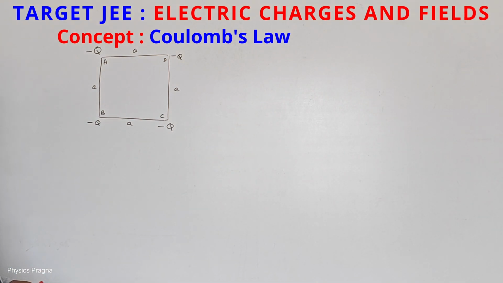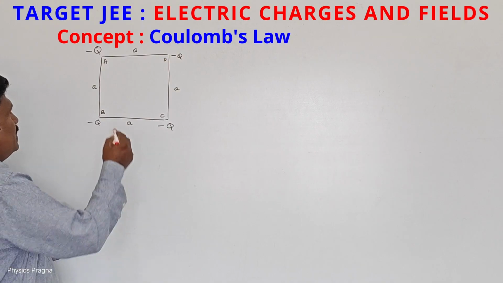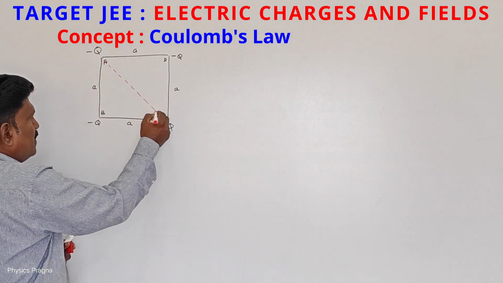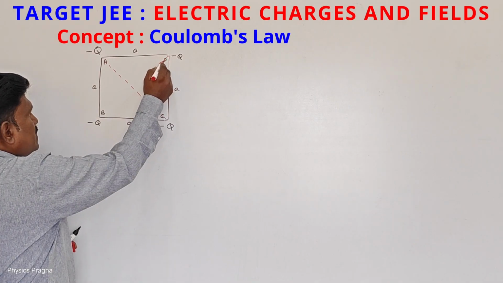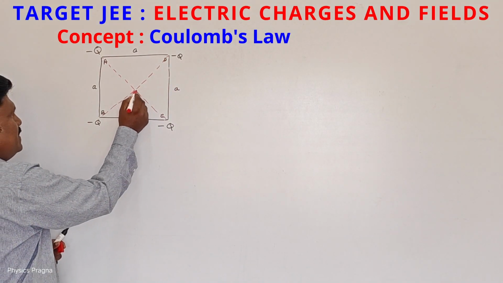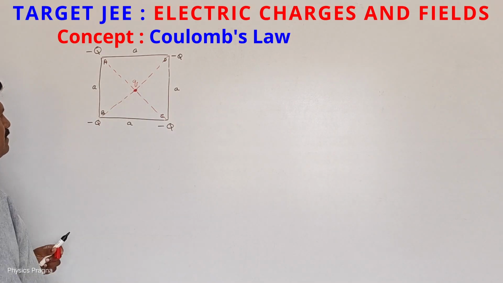So three charges, four charges. At the midpoint means wherever the diagonals of this square intersect each other, this is the midpoint. At midpoint, one charge q is there.